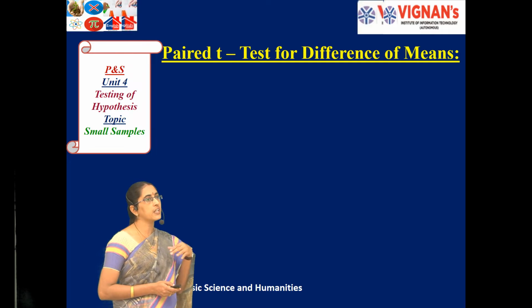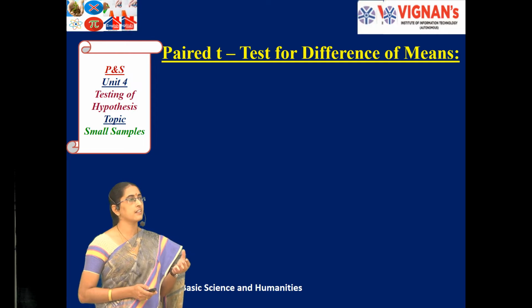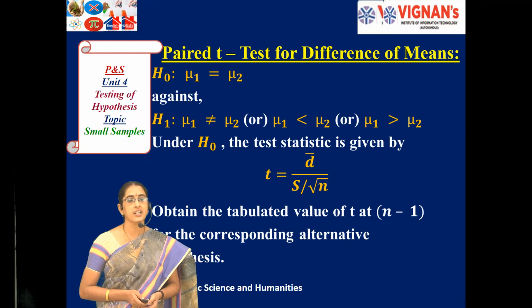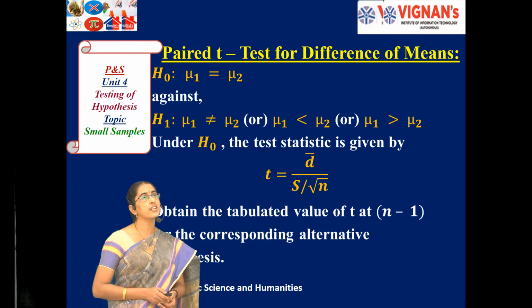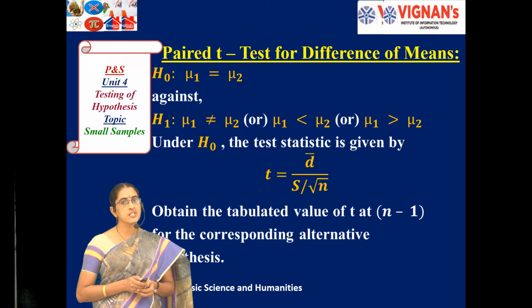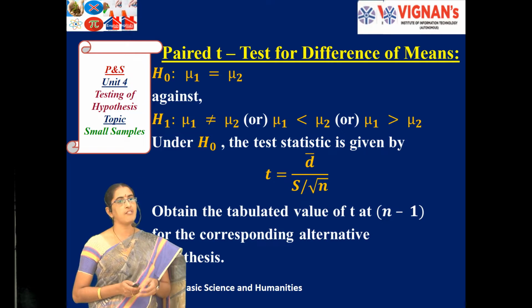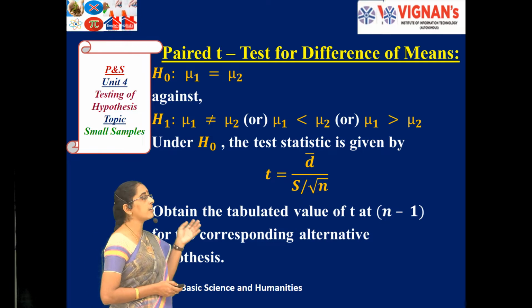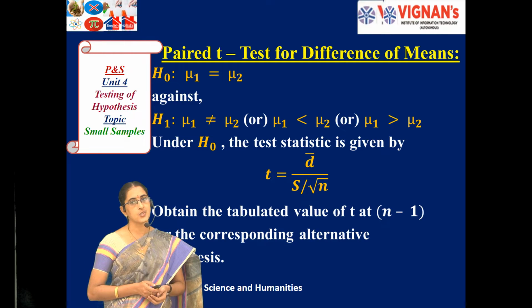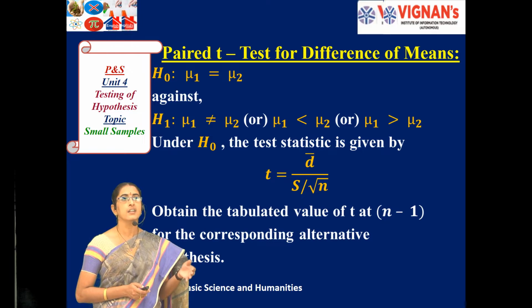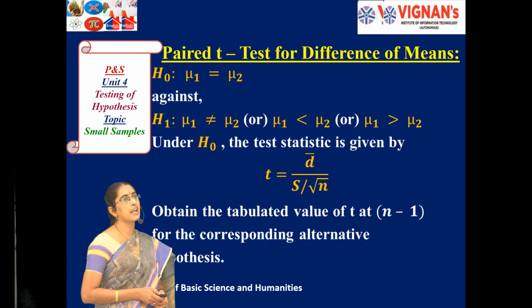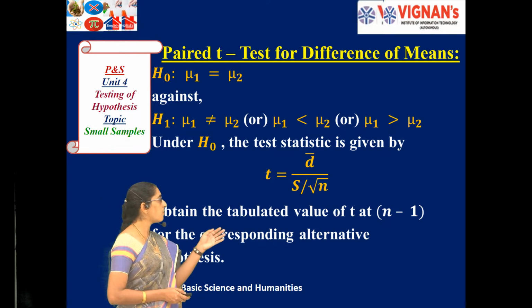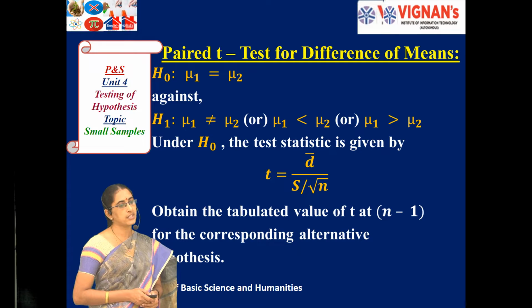Whenever we have to face situations like that, we have to use the paired t-test for difference of means. Then also the null hypothesis is mu1 equal to mu2. That means there is no significant difference before revision and after revision. Then again the alternative H1 can be two-tailed, that is not equal to, or it can be one-tailed, that is less than or greater than. Then the test statistic is given by the formula t equal to d bar by capital S by root n. This follows a t distribution with n minus 1 degrees of freedom.